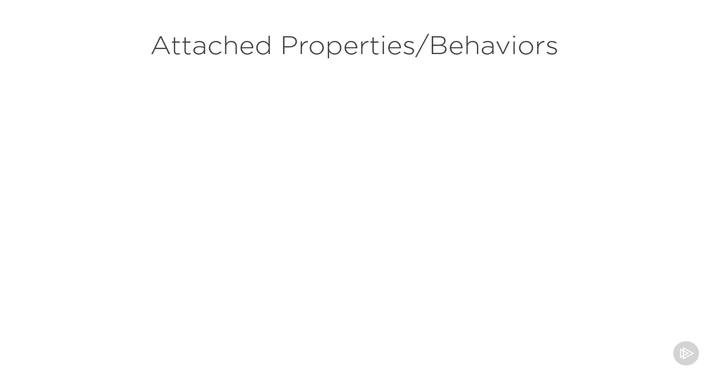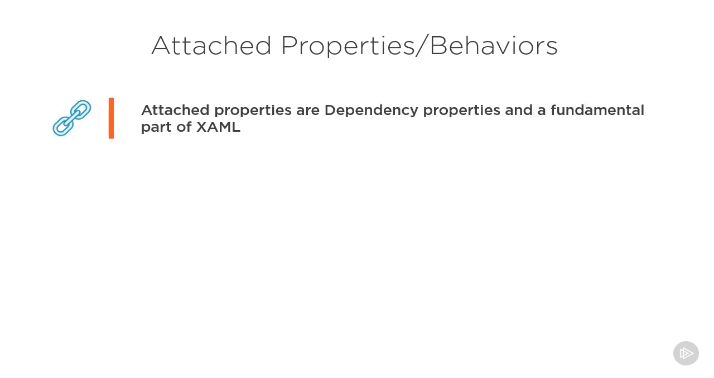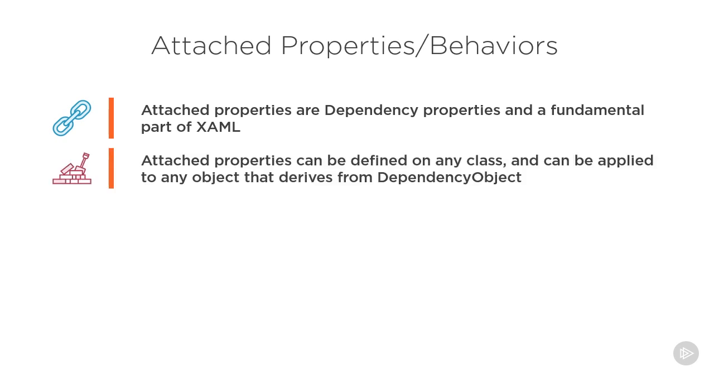Now let's talk about attached properties and behaviors and how they form a communication path between views and view models for scenarios where commands and property change notifications are not sufficient. Attached properties are a special kind of dependency property and are a fundamental part of all XAML platforms. They can be defined in any class and then can be applied to any object that derives from dependency object, which all UI elements do.